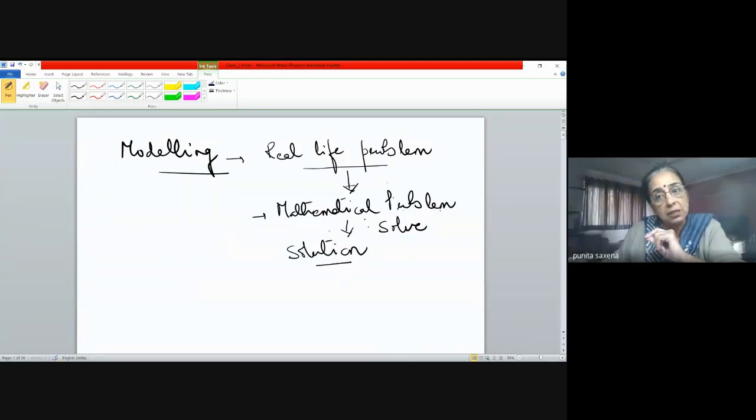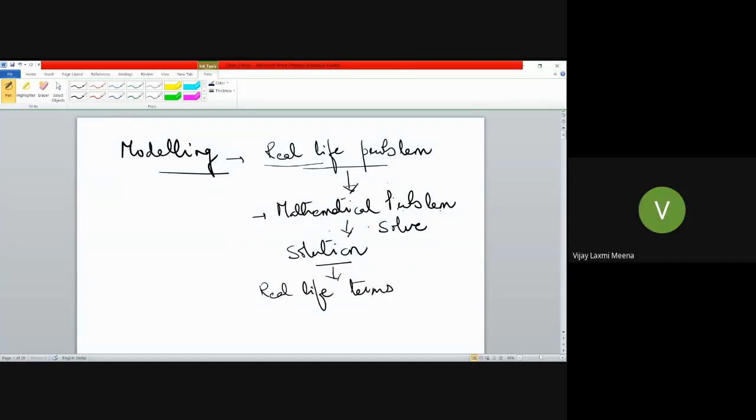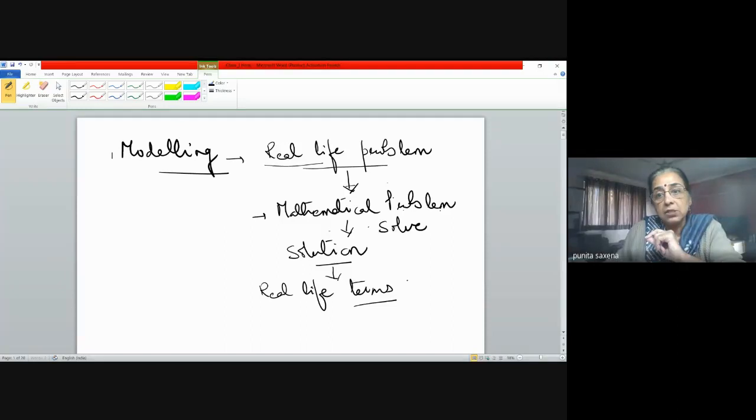is actually a mathematical solution. The objective was to solve this real life problem. So what is required is, we translate this solution back into real life terms. Okay, so we get the solution back here.